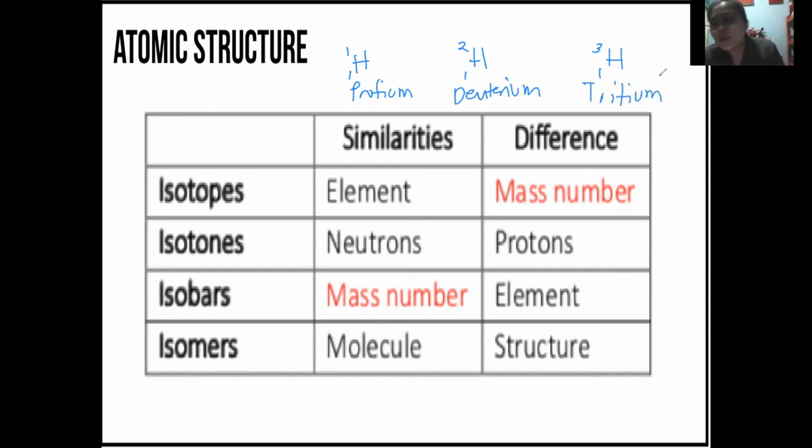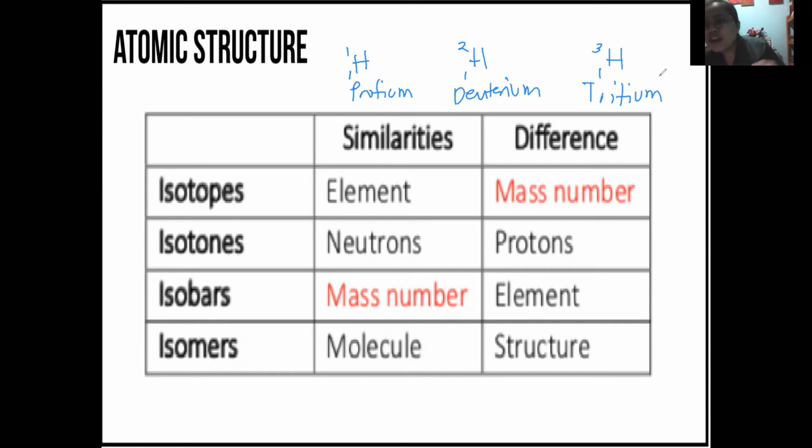Ayan, ito silang tatlo are isotopes of hydrogen wherein they are all the same element, the same sila na hydrogen, the same sila ng atomic number which is 1, pero different yung mga mass numbers nila. So pag protium, ito talaga yung hydrogen natin kasi 1, 1. And then meron tayong hydrogen na 2 yung mass number. We call it deuterium or heavy hydrogen.